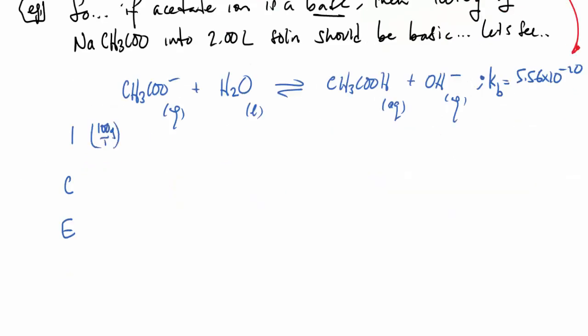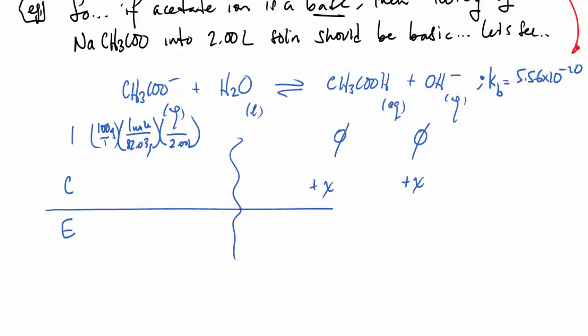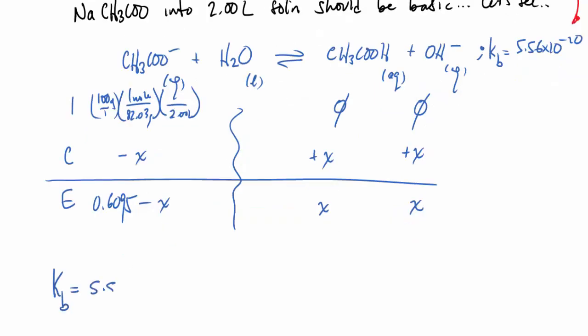Here's our ICE calculation. We'll just compute here the concentration of the acetate ion. Make sure you use the molar mass of the sodium acetate, 82.03 grams, because that's where, of course, the acetate ion came from. So initially there was no ethanoic acid or hydroxide ion. Move to the right slightly, lose a little on the left, and we wind up with 0.6095 minus x on the left and x squared on the right.